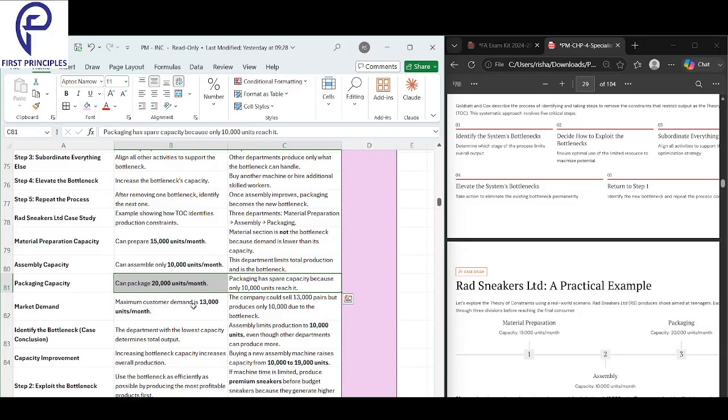So it can package around 20,000 per unit per month. Market demand is 13,000. The company could sell 13,000 pairs, but only produces 10,000 due to the bottleneck. So what you're doing is first you're identifying the bottleneck. It is that one department.